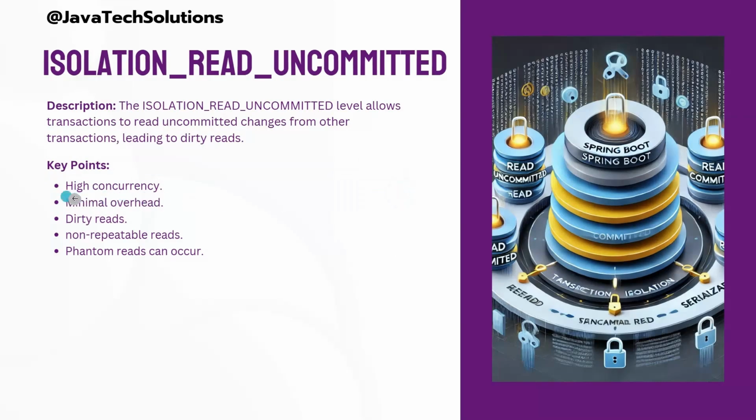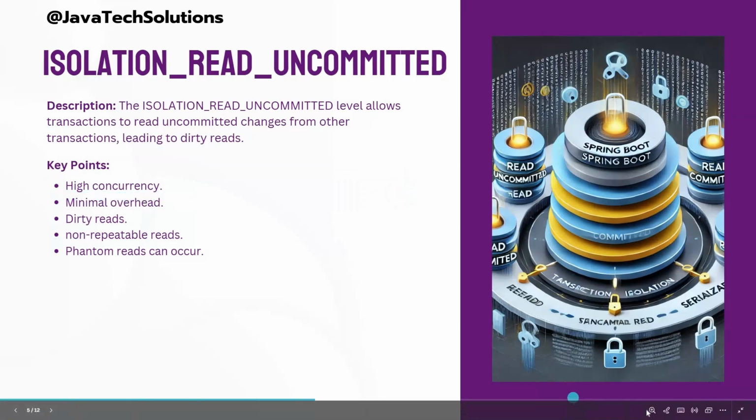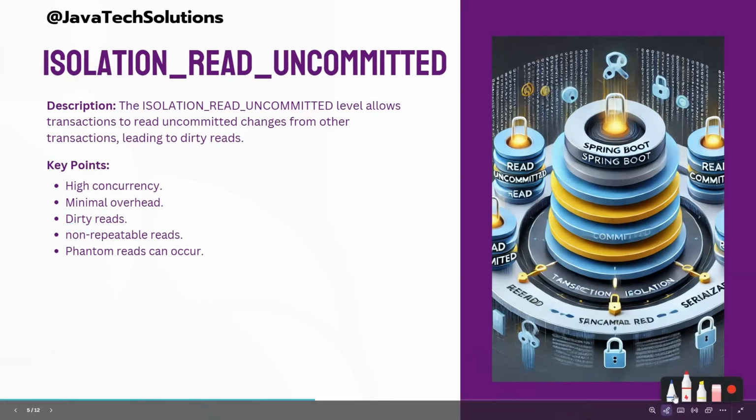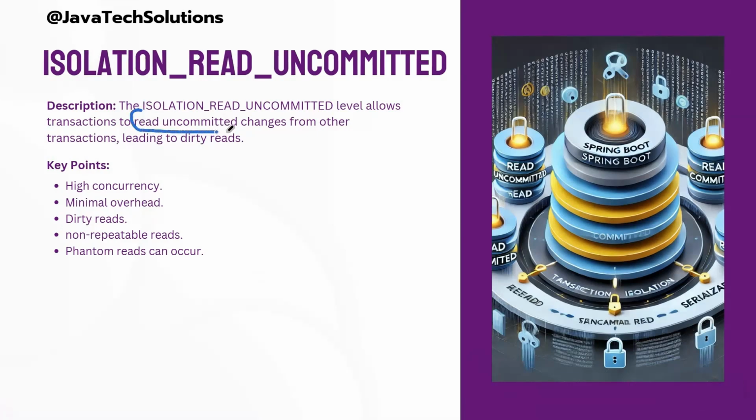If we check the key points of it, it has high concurrency, meaning we can get all the data, with minimal overhead. It will also do dirty reads. Dirty reads, I hope it's clear. A dirty read means we fetch uncommitted changes from other transactions. It also does non-repeatable reads, and phantom reads can also occur here. So these are the cons.